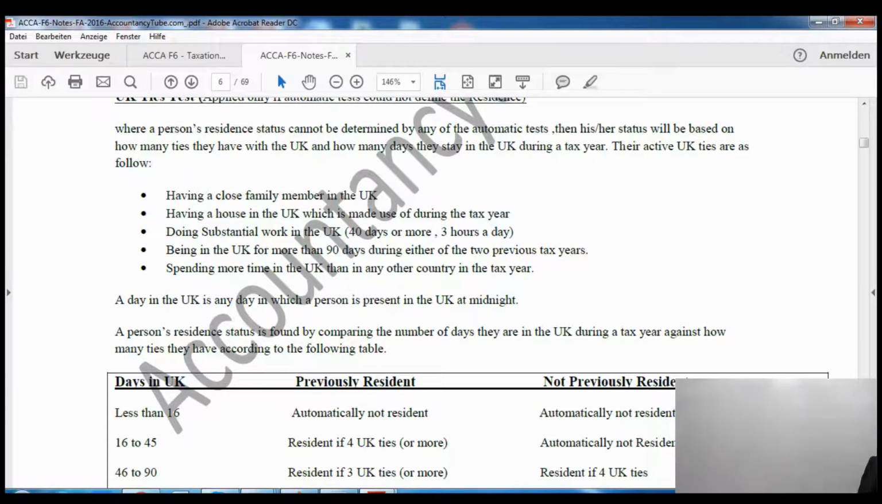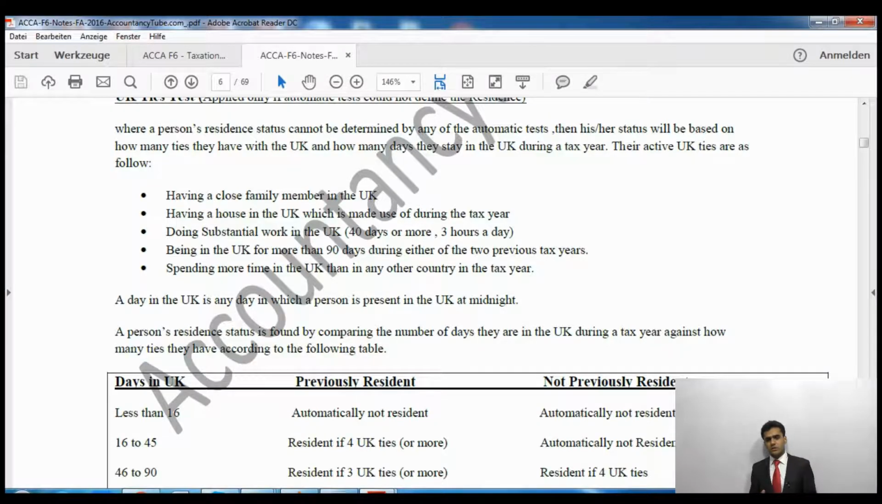And the last tie is spending more time in the UK than in any other country in the tax year. And if you spend more time in the UK than in any other country in the world, then you will also have another tie. Now altogether these are 5 ties. Now unfortunately you will have to remember this, you will have to memorize these 5 ties.